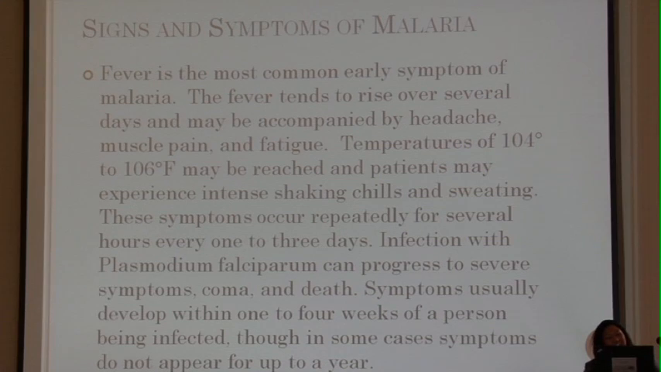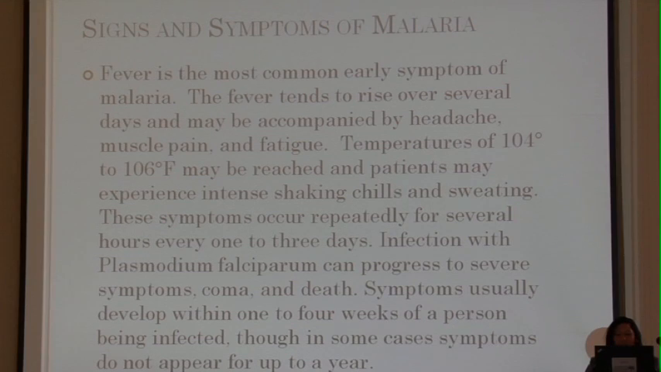Signs and symptoms of malaria. Fever is the most common early symptom of malaria. The fever tends to rise over several days and may be accompanied by headache, muscle pain, and fatigue. Temperatures of 104 to 106 Fahrenheit may be reached, and patients may experience intense shaking, chills, and sweats. These symptoms occur repeatedly for several hours every 1 to 3 days.